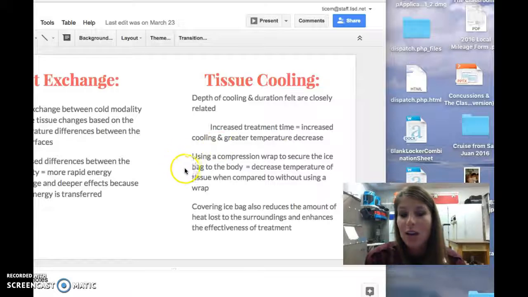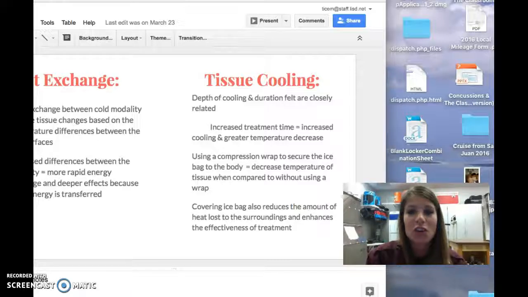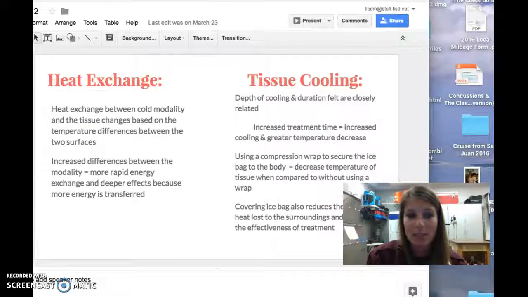We also want to know about how the effects of securing the modality to the body is going to play a role. Using an ACE wrap or the flexi wrap that we see, does that make the ice bag more effective? In theory, it decreases the tissue temperature better, being more tightly secured to the skin as opposed to you just sitting your ice bag and holding it on. So this is actually what our lab is going to be about today.